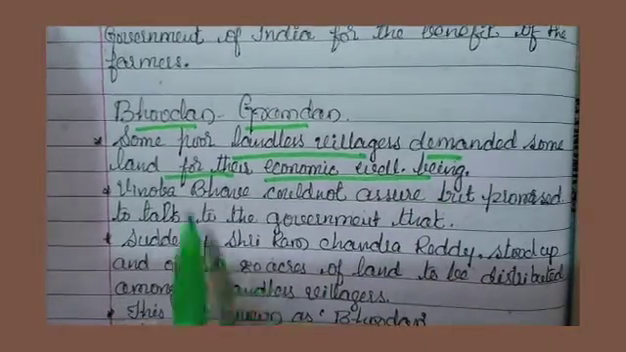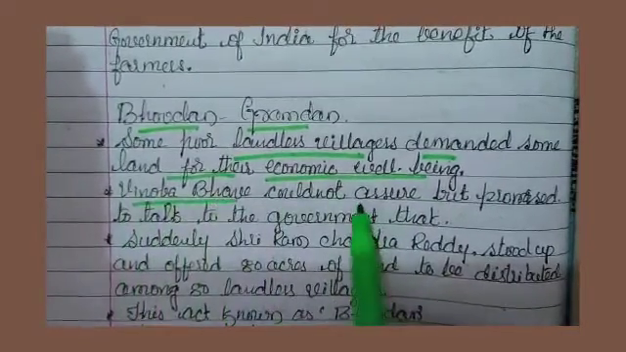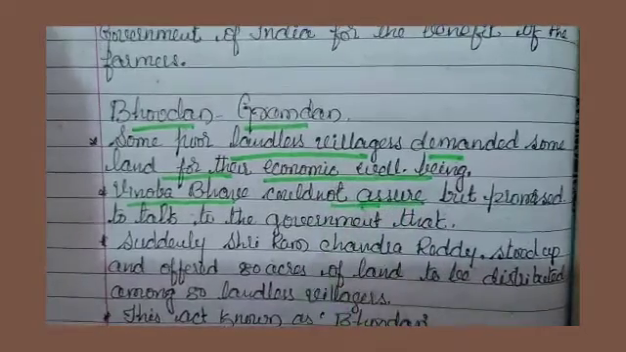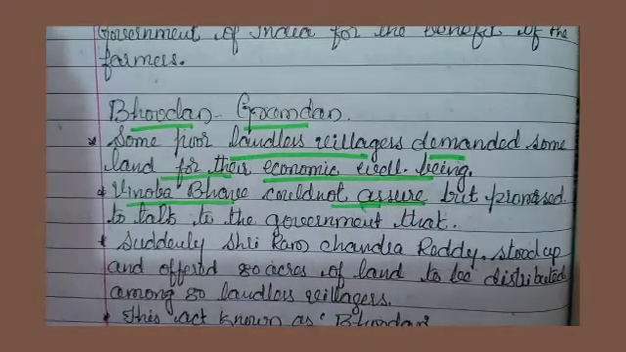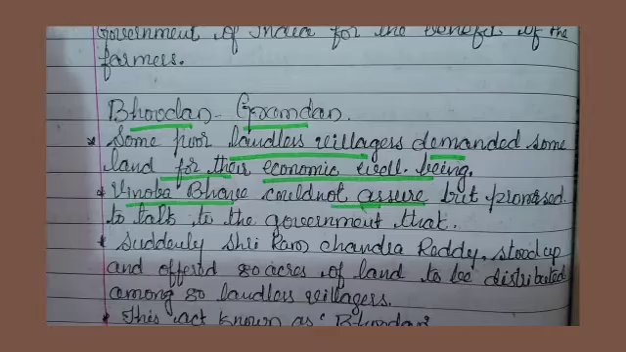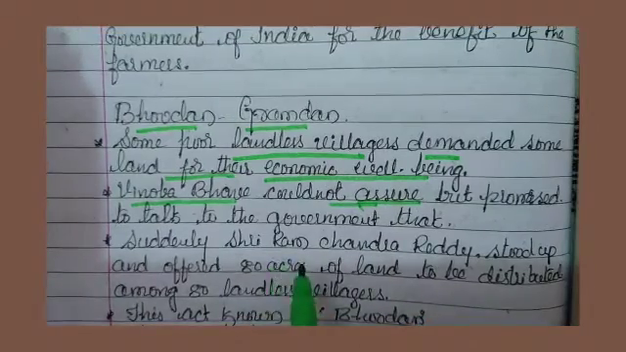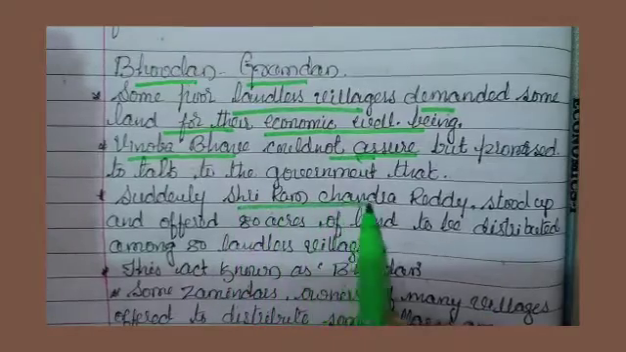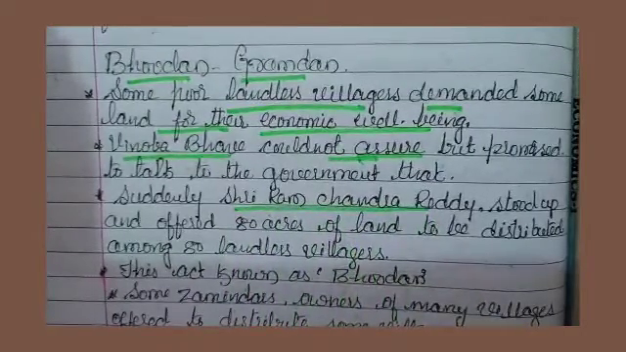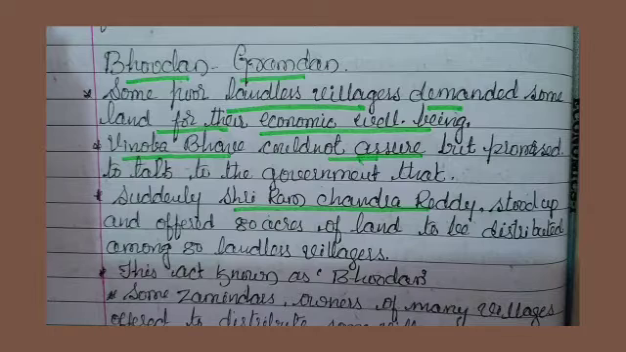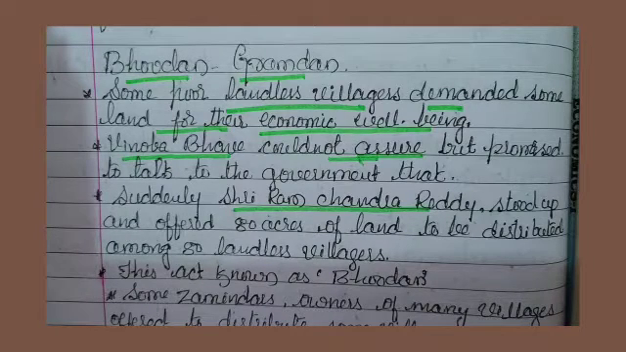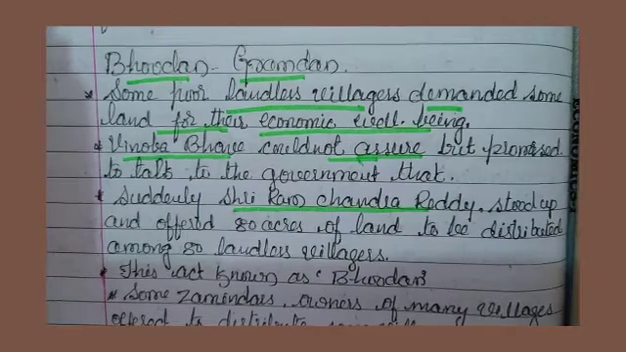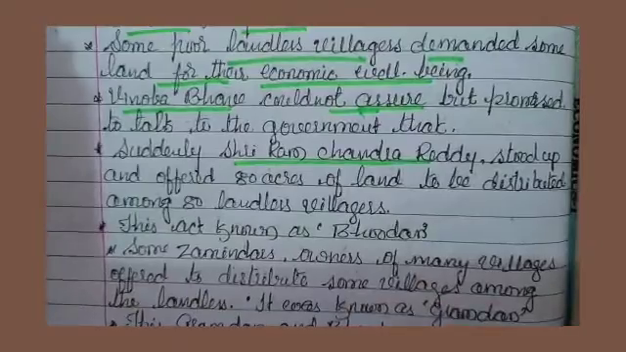So Vinoba Bhave could not assure them that he would give land to the villagers, but he promised to talk to the government regarding that. Suddenly, we hear one name, Sri Ramachandra Reddy, who stood up and offered 80 acres of his land to be distributed among 80 landless villagers. That means per person they were given 1 acre. So that is what we call Bhudan.